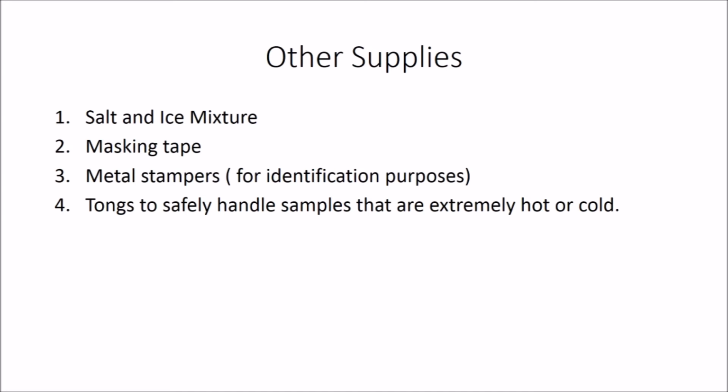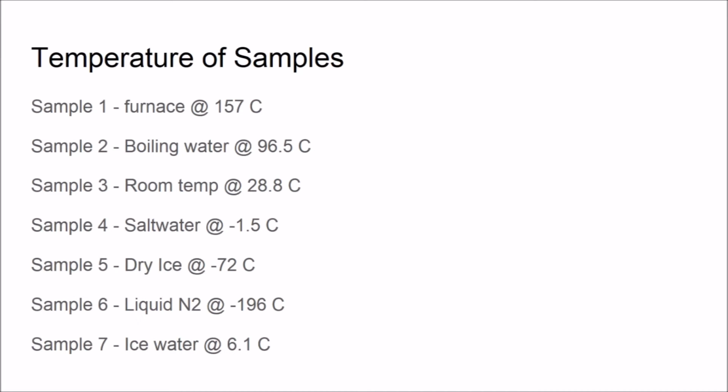hot or cold. For this experiment, we tested 7 samples, each of which were placed in a different medium in order to bring the samples to different temperatures. The temperature of our samples ranged from -196 to 157 degrees in order to give us enough of a range to find the brittle to ductile transition temperature and to see how impact energy changes with temperature.